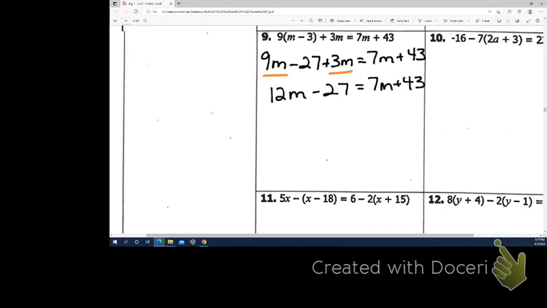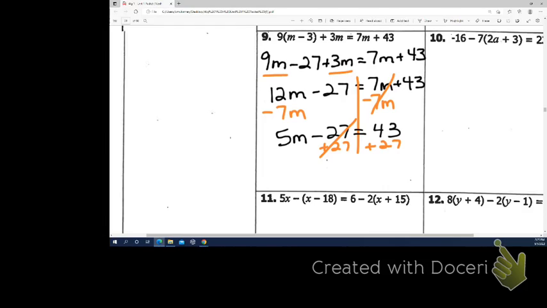So now I'm ready to move my variables. I'm going to move that 7m by subtracting 7m. Remember, I can't just randomly do that. I have to do it on both sides of the equation. Then the 12m, take away 7m, 5m. Just bringing down the rest of the problem. And then there we are, two-step equation again. So I'll add to undo the subtraction. And then I'll divide. So m is 14.